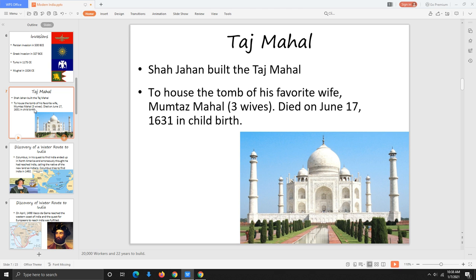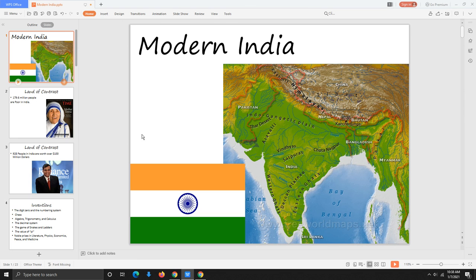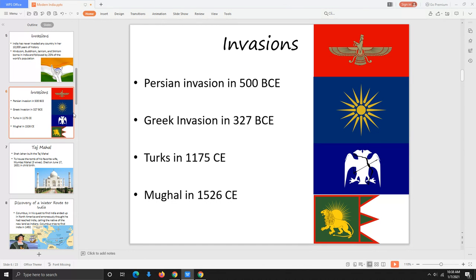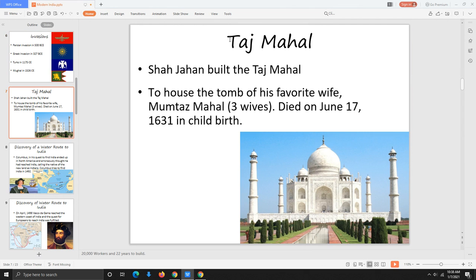Last time that we were talking about stuff in modern India, we talked about where India was, and we also talked about some of their inventions as well as some of the invasions into the area. Let's start off by talking about the Taj Mahal, which is one of the most famous buildings in India.